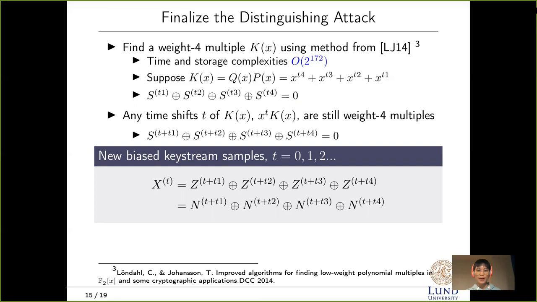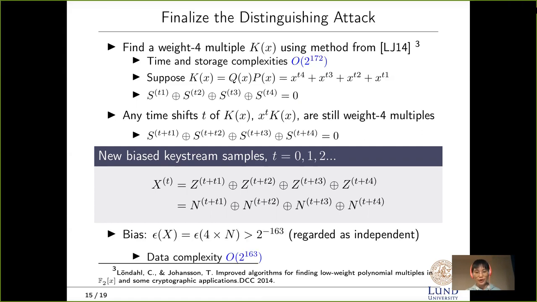Then we could build new biased keystream samples for different T values, where the sample at clock T, x_t, equals the XOR sum of the keystream samples at these 4 time instances shifted by T clocks. And the result would be the XOR sum of the noises. If we regard these noises as independent, the bias would be 2 to the power of minus 163. However, there is actually some dependence between these noises, so the bias would be even larger than 2 to the power of minus 163. So the data complexity is upper bounded by 2 to the power of 163.